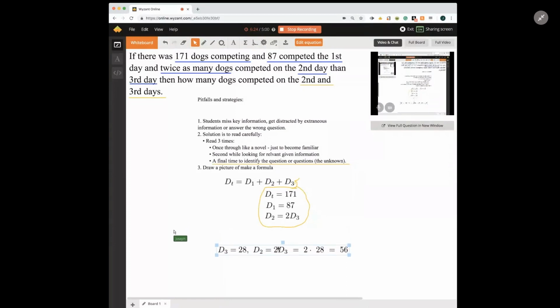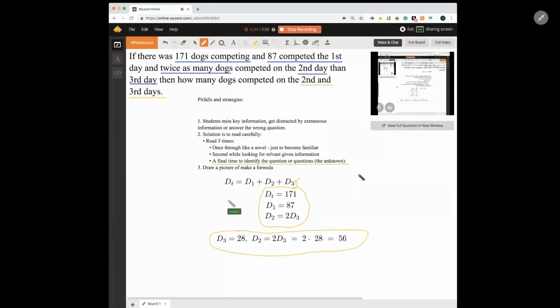And so now, I unfortunately erased our intermediate equation, but there we have it. We've got our answer that D3 is 28 and D2 is equal to 56 dogs.